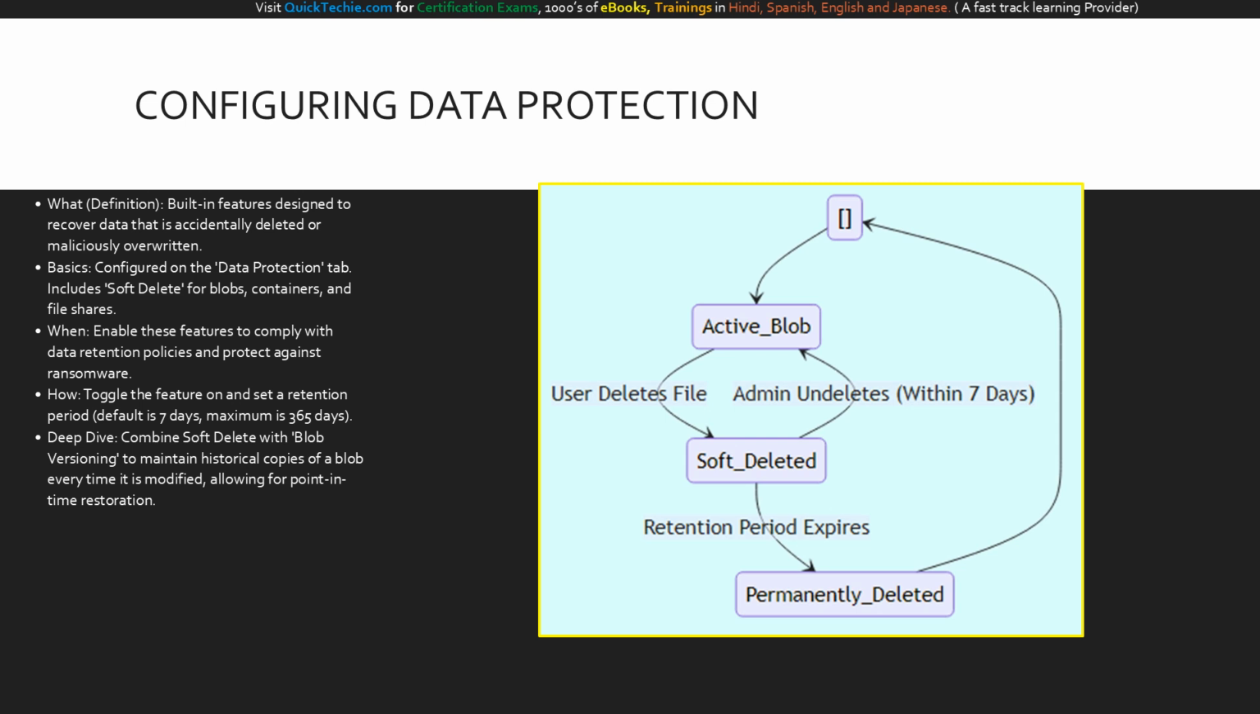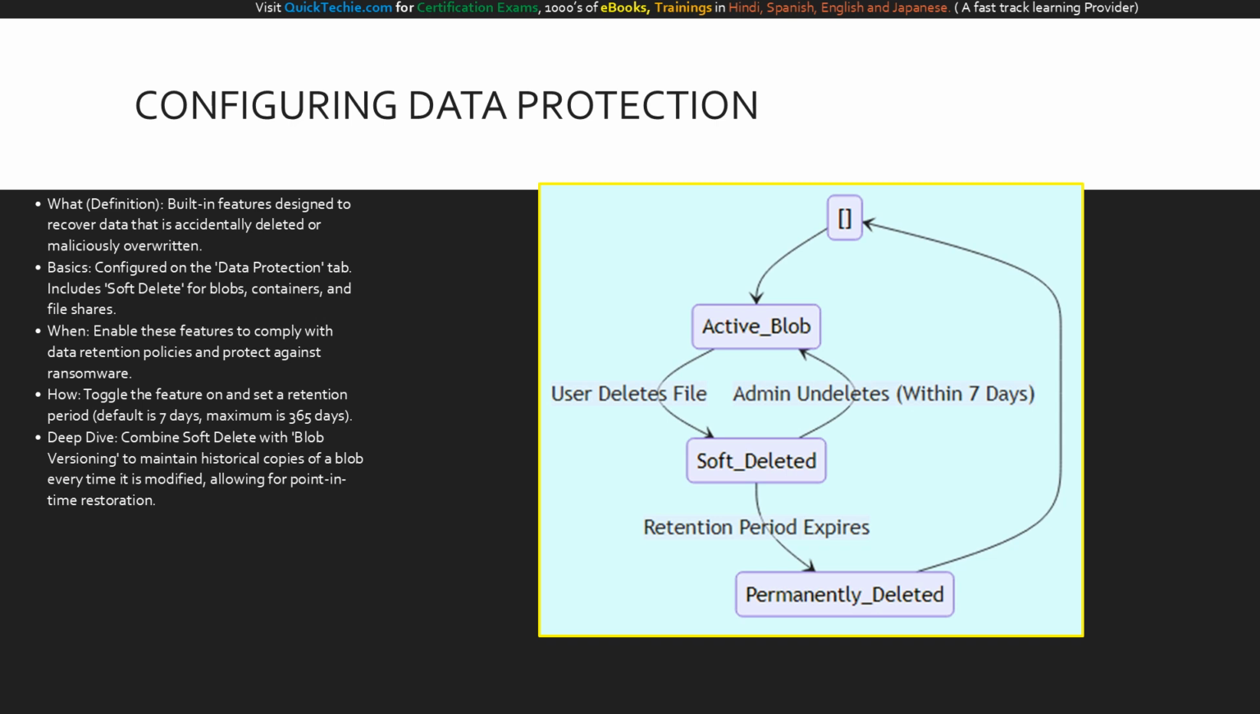This state diagram illustrates the lifecycle of a file protected by soft delete. We start with an active blob. When a user deletes the file, it doesn't disappear, it transitions into the soft deleted state. It remains in this holding pattern for the configured retention period, let's say 7 days.